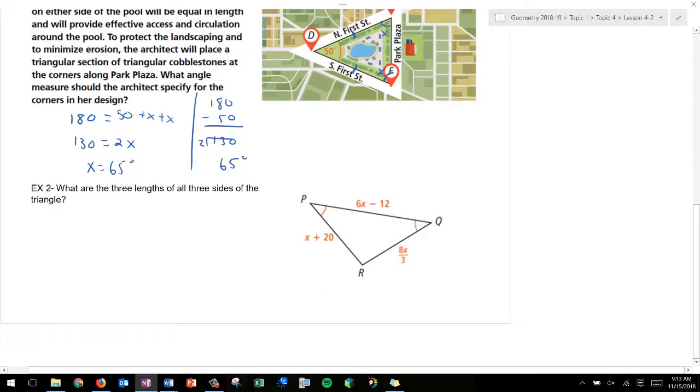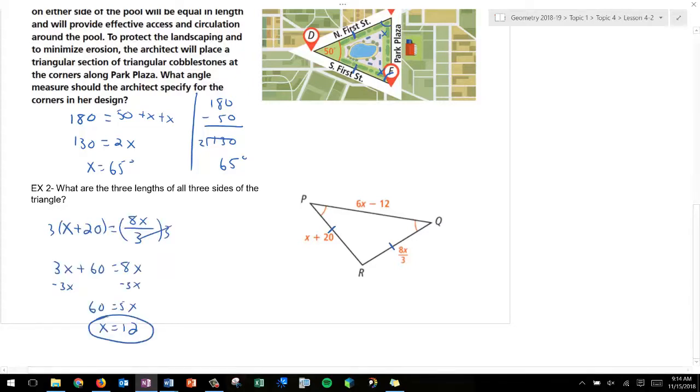Now they're asking for the length of all three sides. They need us to find x first before we can find the lengths, and they gave us that these base angles are congruent. That tells me that PR and RQ have the same measure, that they're congruent to each other. Go ahead and set those equal to each other and solve them, and when you unpause the video, you'll have the value for x, and then we can find all three sides. Go ahead and try that now.